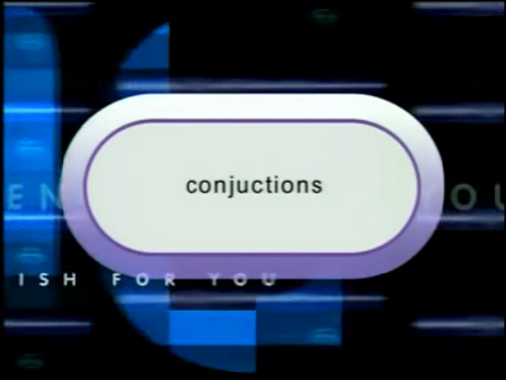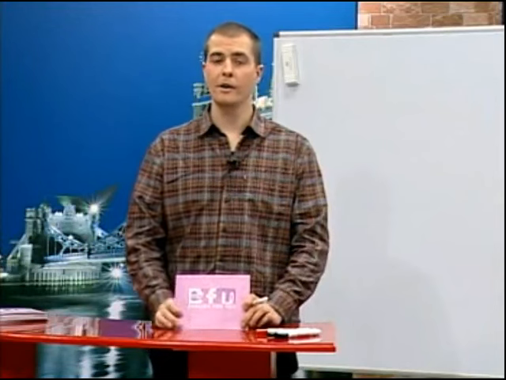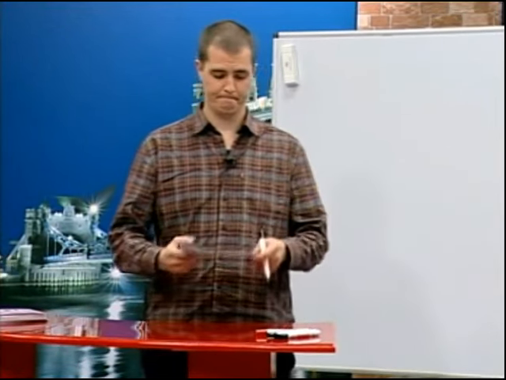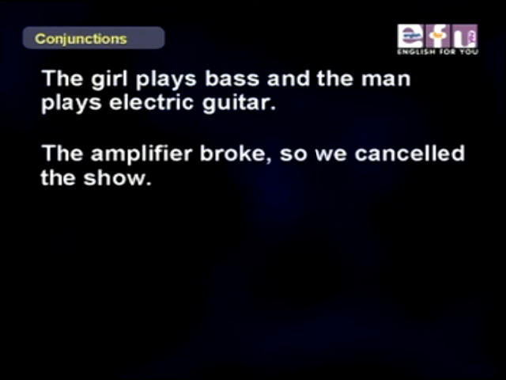Conjunctions. Okay, now let's review conjunctions. The girl plays bass and the man plays electric guitar. The second sentence, the amplifier broke, so we cancelled the show.